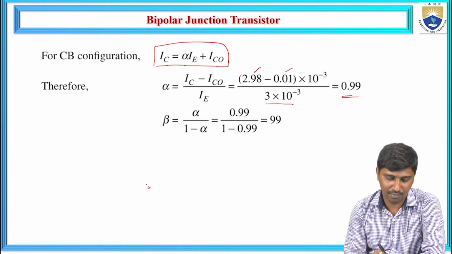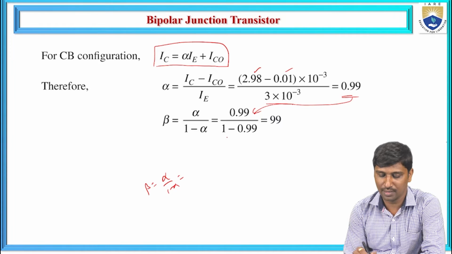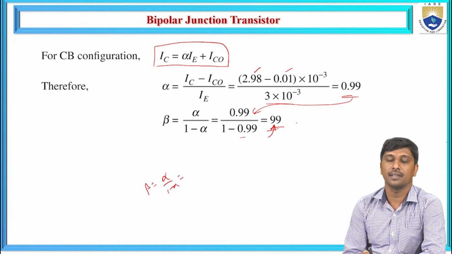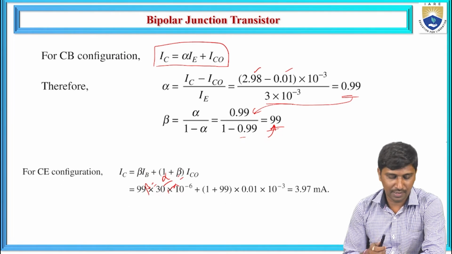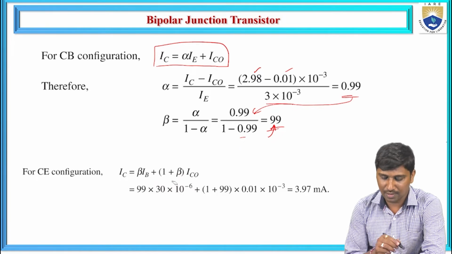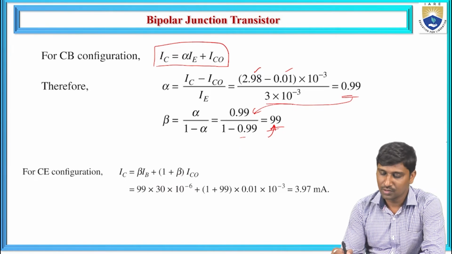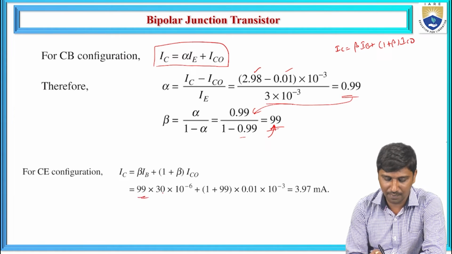Now we know the relation of beta in terms of alpha, that is alpha by 1 minus alpha. So hence this is 0.99 divided by 1 minus 0.99, that is equal to 99. That was for the CB configuration. Similarly, we need to calculate for the CE configuration. So in CE, we know that IC is equal to beta times IB plus 1 plus beta times IC naught. So beta is 99.